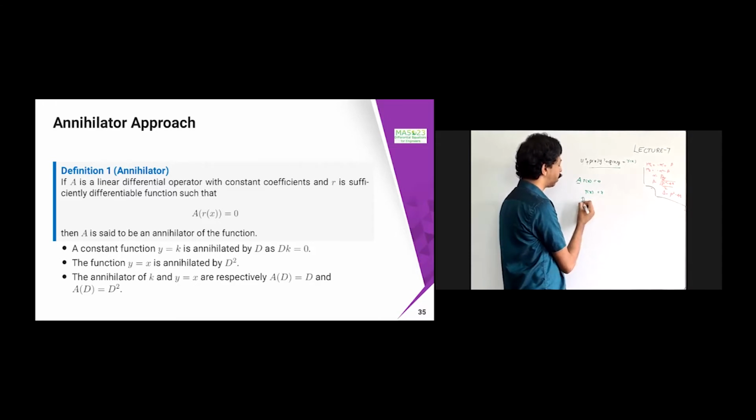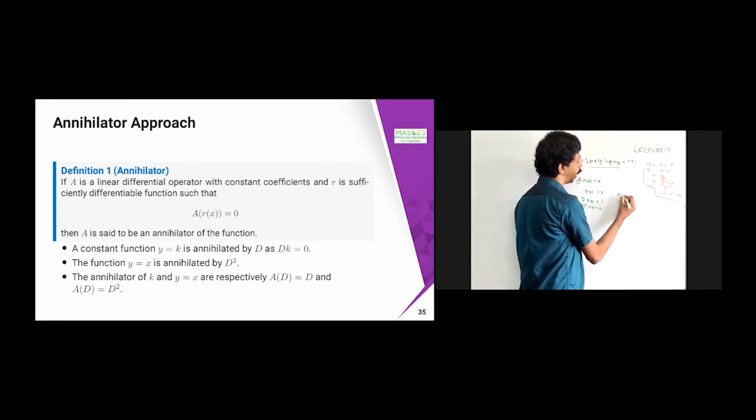If I take D of R of X, meaning if I differentiate only one time, it is going to become 1. Now if I take it a second time, D square R of X, this is going to become 0. Therefore, the annihilator for X, A of D, is nothing but D square.